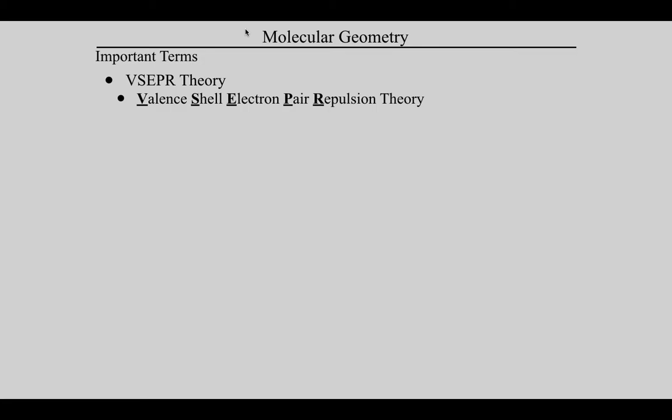So guys, the valence shell electron pair repulsion theory. What on earth does that mean? Well, what are valence shell electron pairs? Domains. That's just a fancy term for domains. Valence shell electron pairs are the domains, and what does it mean that they repel? They get away from each other.